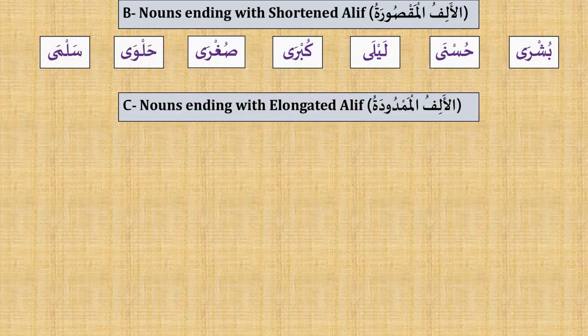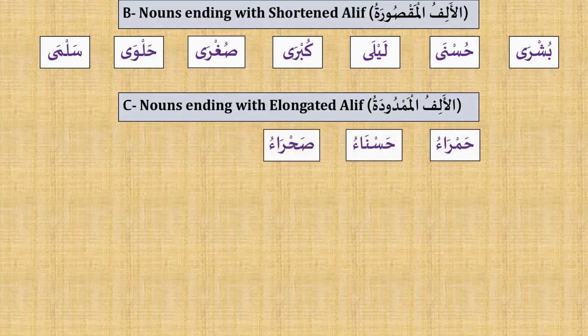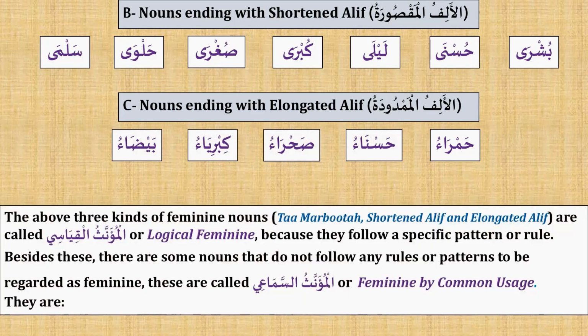The third one is nouns ending with elongated alif, alif al-mamduda. Examples: Hamra'u, Hasna'u, Sahra'u, Kibriya'u, and Bayda'u. The above three kinds of feminine nouns, ta marbuta, shortened alif, and elongated alif, are called al-muannathul qiyasi, or logical feminine, because they follow a specific pattern or rule.